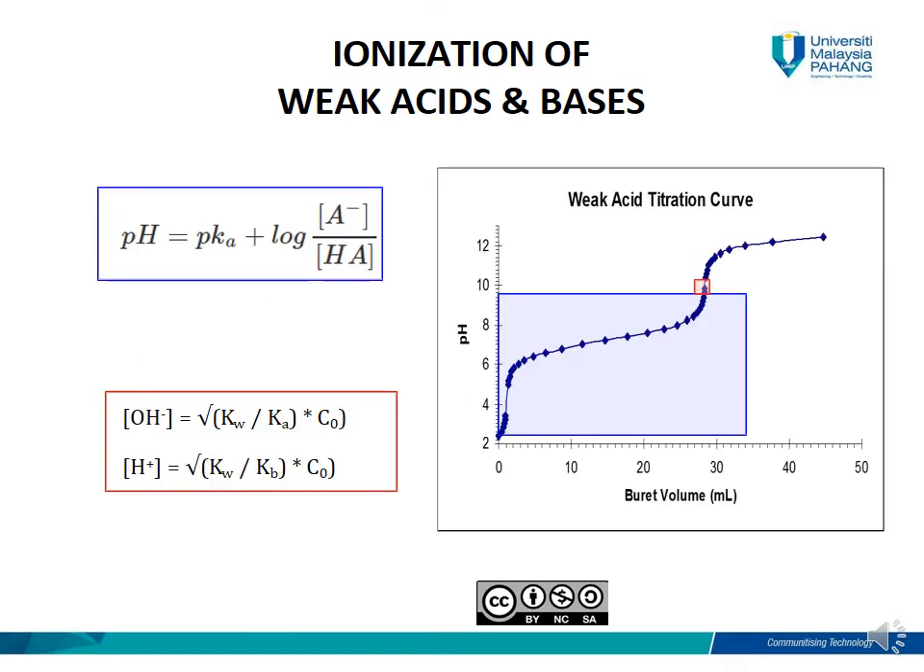So here is what we call the titration curve. Okay, the titration curve of weak acid. Here we can see that the y-axis is the pH and the x-axis is the burette volume in milliliter unit. So what you can see here is that we can simply use pH equals to pKa plus log A minus divided by HA. You can see that this formula is very famous to be used for the weak acid.